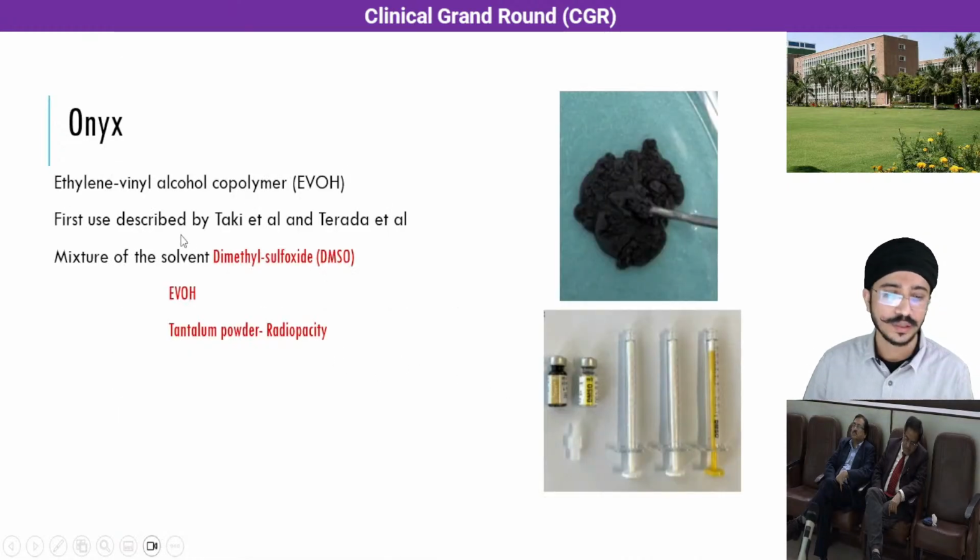Then Onyx. Onyx is basically ethylene vinyl alcohol copolymer. Its first use was described by Taki et al. and Terada et al. It basically has three components: dimethyl sulfoxide, which acts as the solvent and prevents the polymerization of the ethylene vinyl alcohol copolymer, the ethylene vinyl alcohol copolymer itself, and the tantalum powder, which provides it the radio opacity.